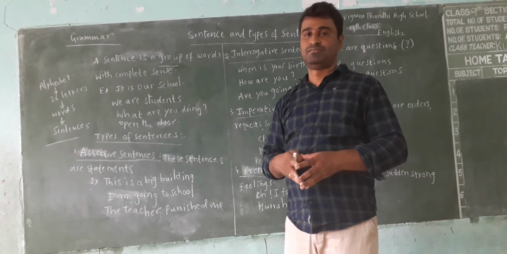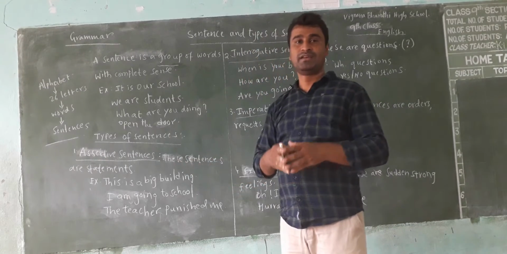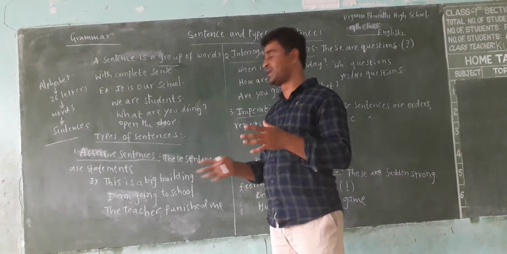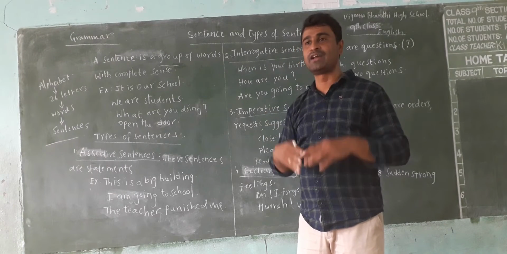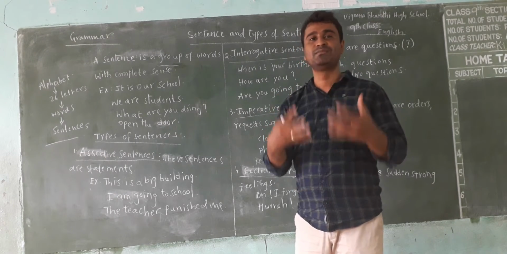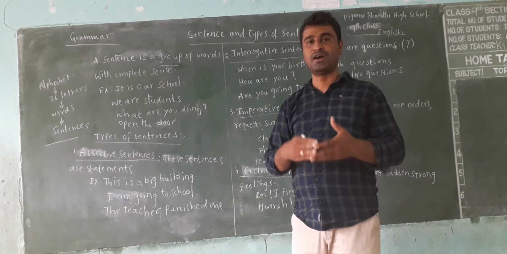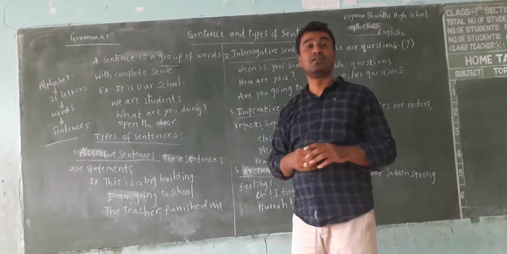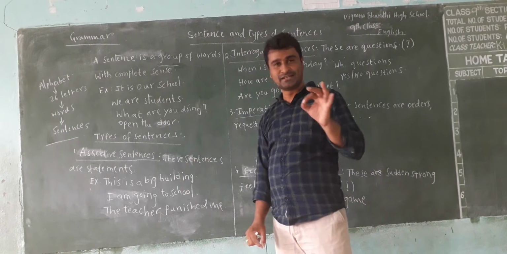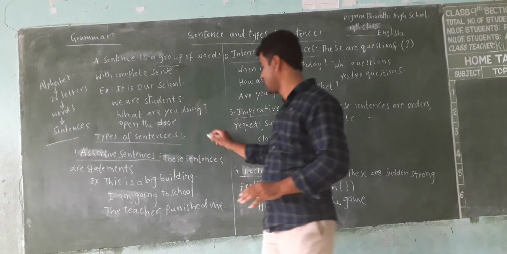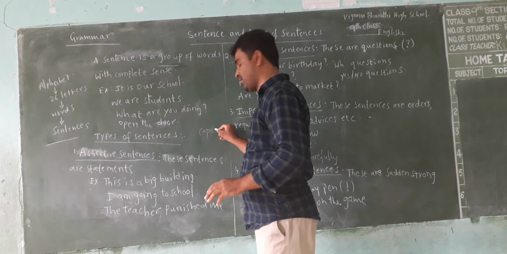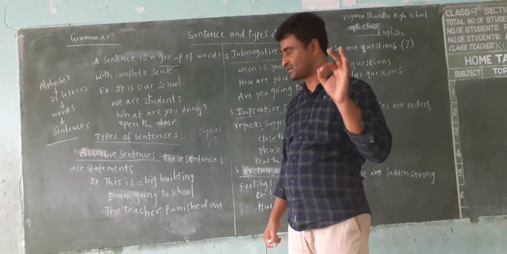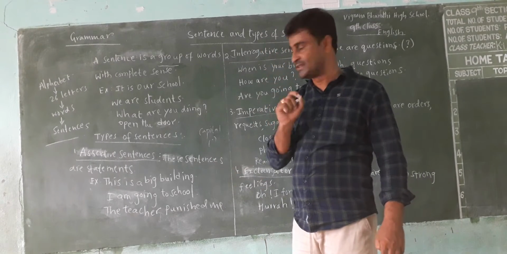What is an assertive sentence? An assertive sentence is a statement. We state something, or we say something that is true, or we say what we want to say to the other person, or we state our feelings to the other person. That's why these are called statements. An assertive sentence starts with a capital letter and ends with a full stop.